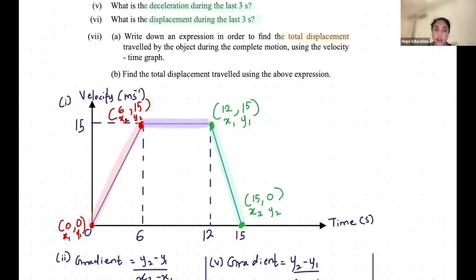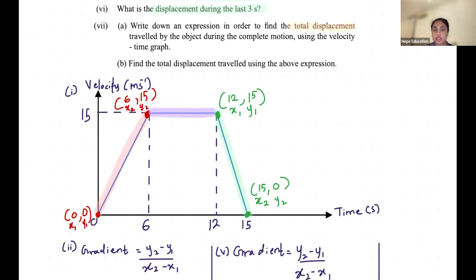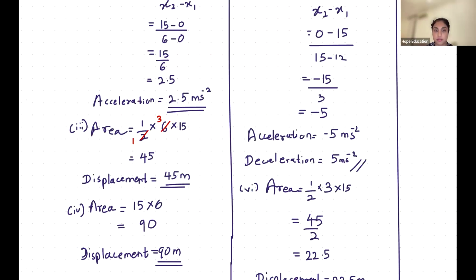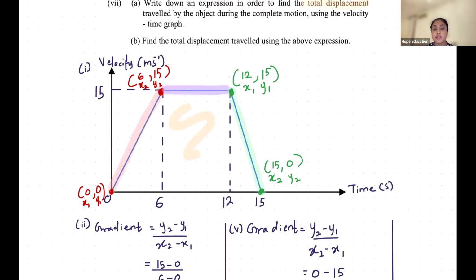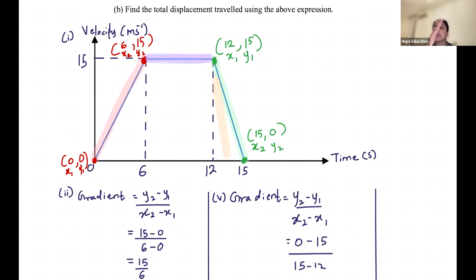If you take the entire graph, we looked at the area, the displacement, section by section. No? Initially we got displacement 45. That was for this section. Then we got the displacement as 90 meters. That was for this section. Then we got the displacement as 22.5. That was for this section. So we calculated the displacement section by section. Is there a way to calculate the total displacement together at once?